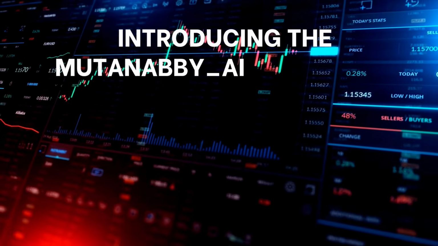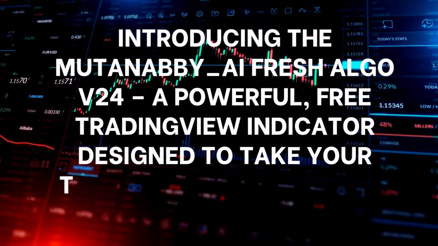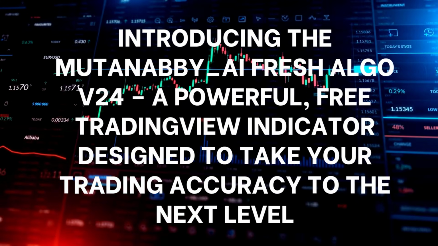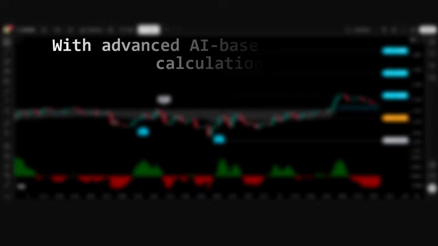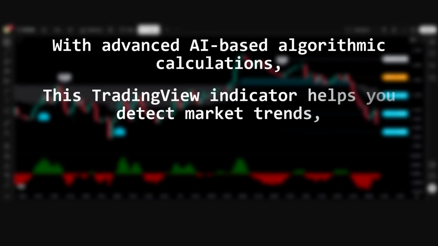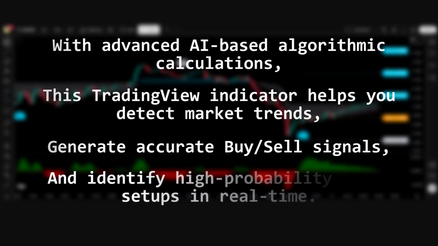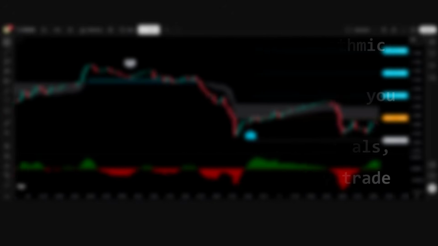Introducing the AI Algo V24, a powerful, free TradingView indicator designed to take your trading accuracy to the next level. With advanced AI-based algorithmic calculations, this TradingView indicator helps you detect market trends, generate accurate buy, sell signals, and identify high-probability trade setups in real time.